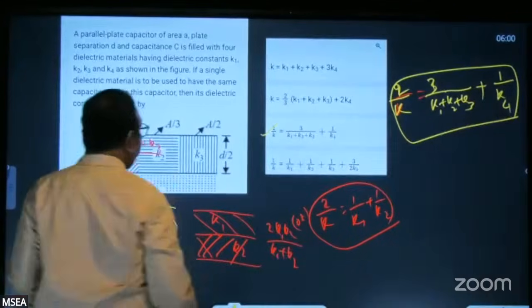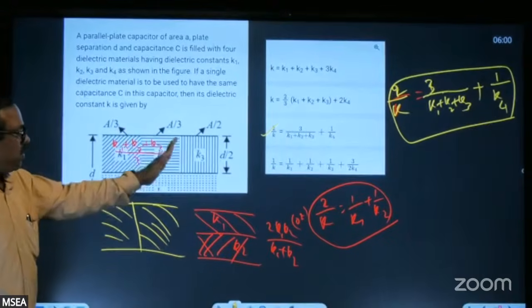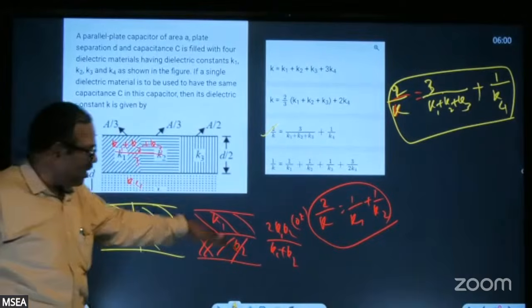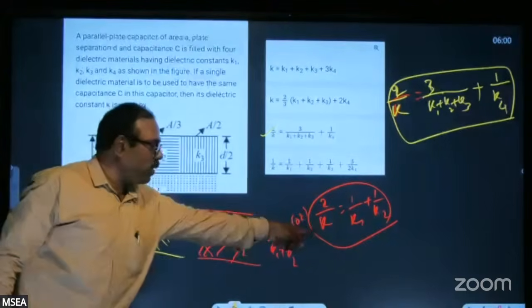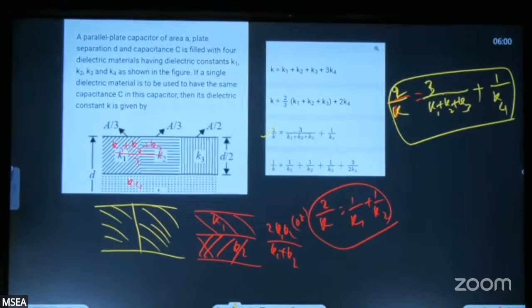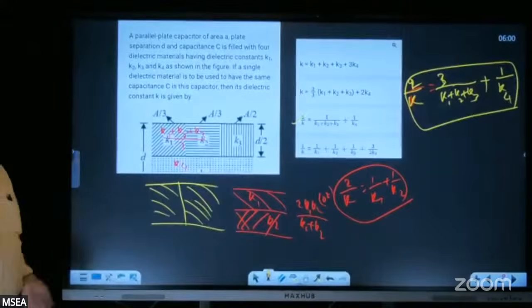Like this we get. So 3 are connected side by side like this: K1 plus K2 plus K3 by 3, and this is K4. Now both are connected one above the other, so either 2 K1 K2 by K1 plus K2 or 2 by K is equal to 1 by K1 plus 1 by K2. Okay, like that we get. So that's all. One last problem, same type, and we'll finish this session.